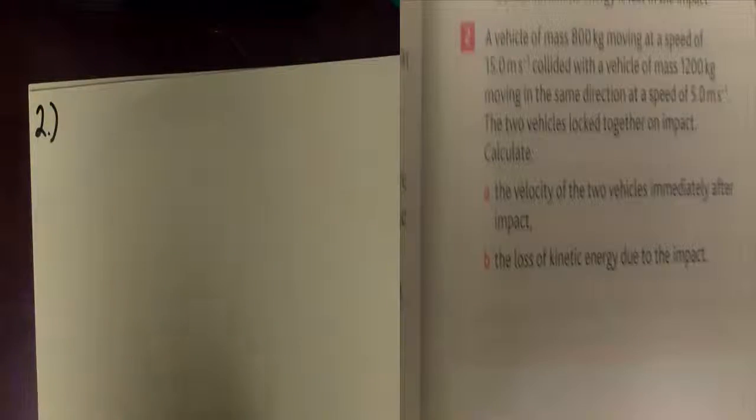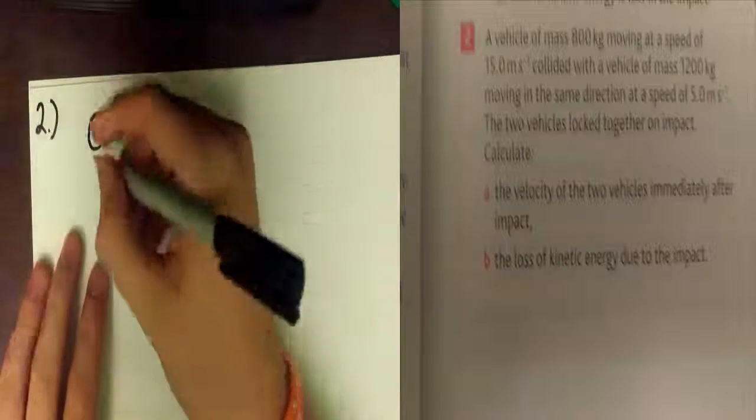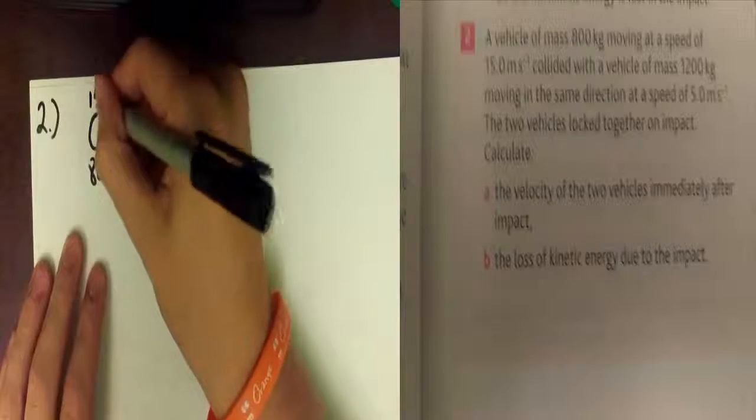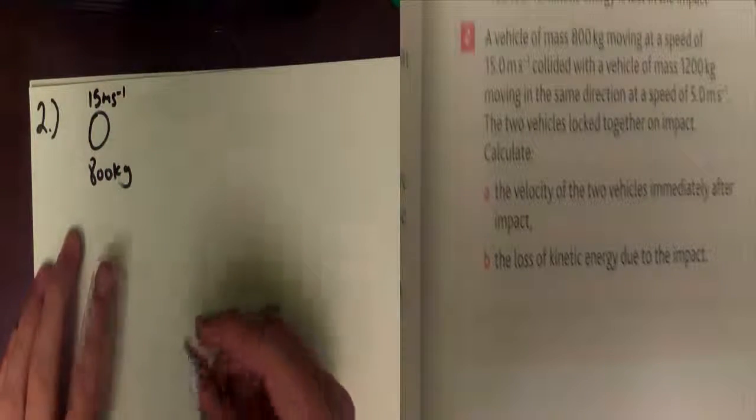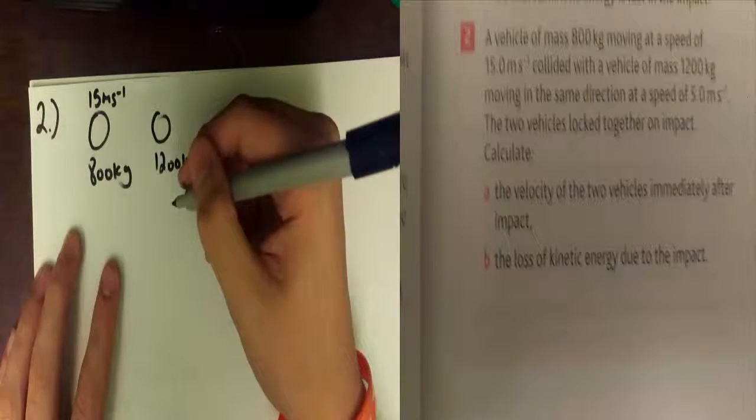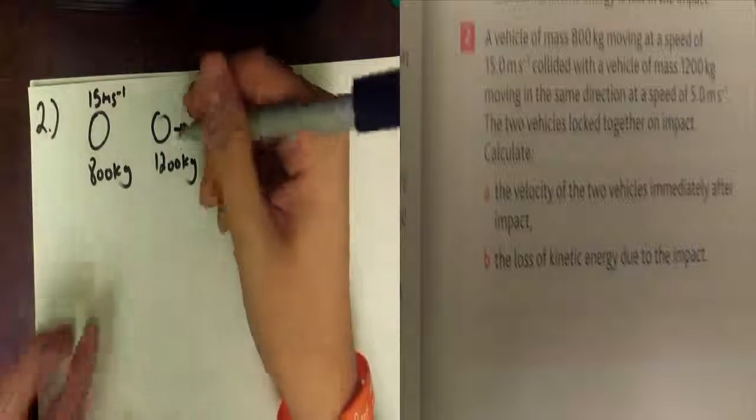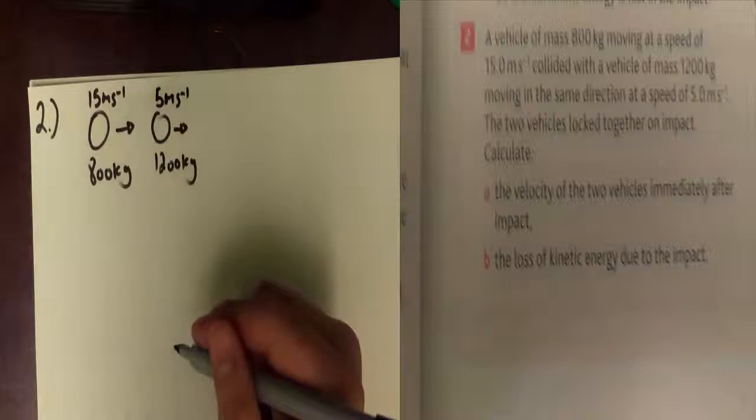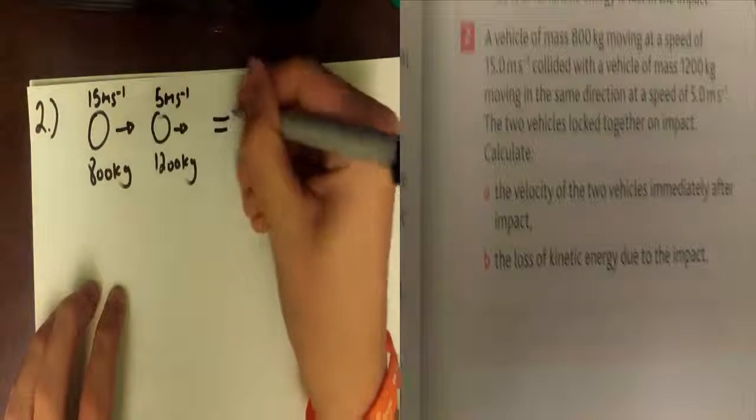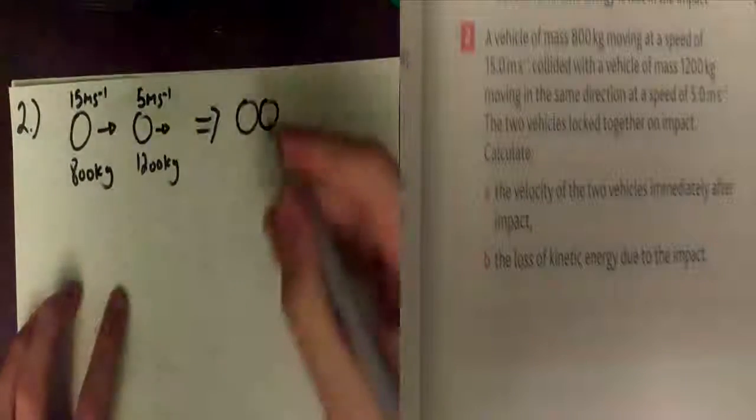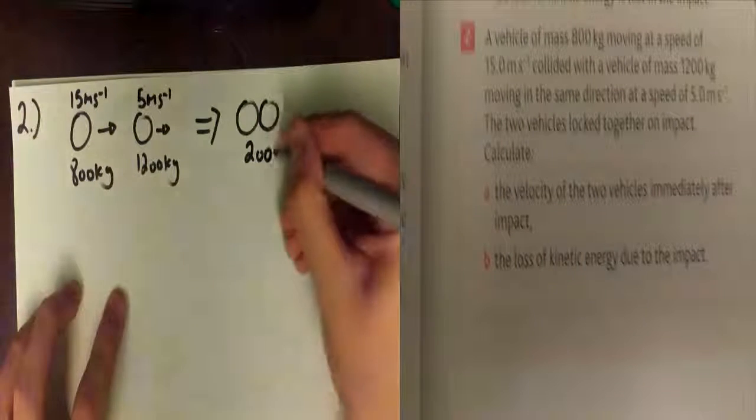Now, question 2. A vehicle of mass, let's do a nice diagram again, 800 kilograms, moving at a speed of 15 meters per second, collides with a vehicle of mass 1200 kilograms, moving in the same direction at a speed of 5 meters per second. The two vehicles lock together on impact. So, after the collision, we have a combined mass, which will be 2000 kilograms.